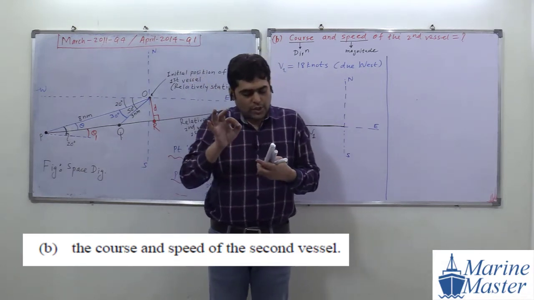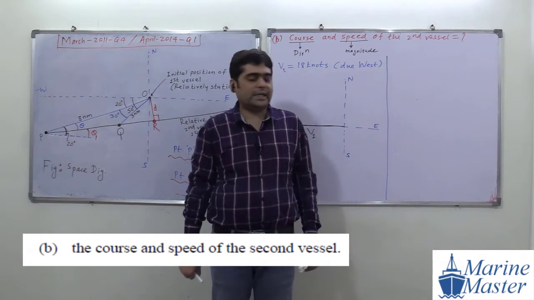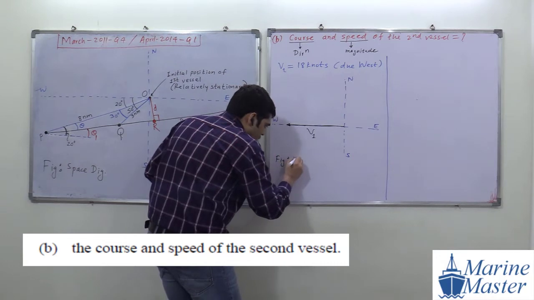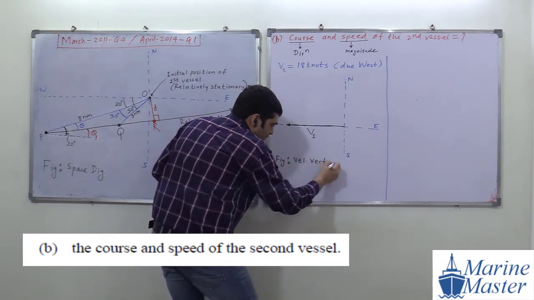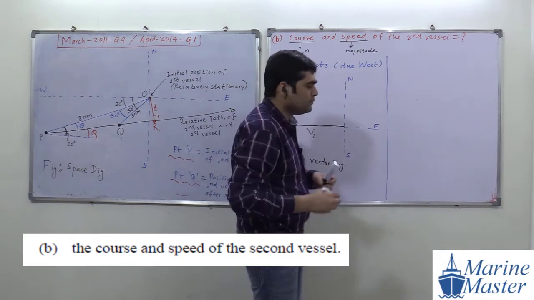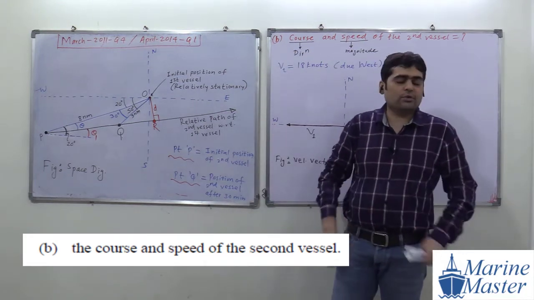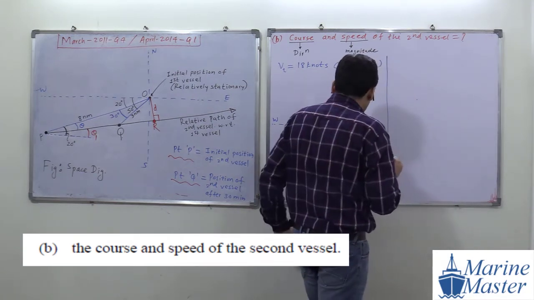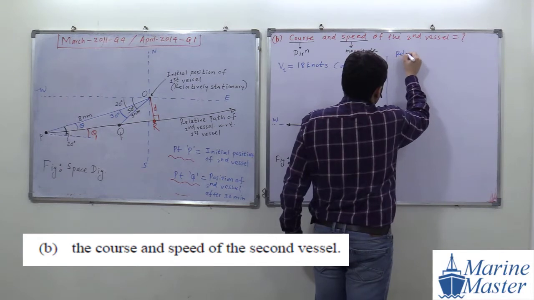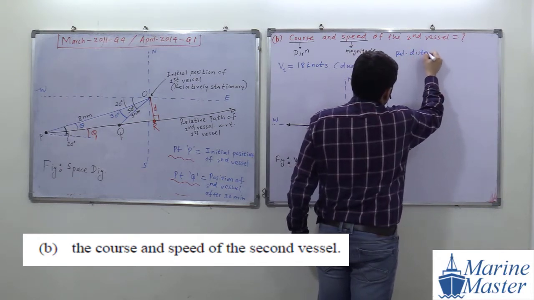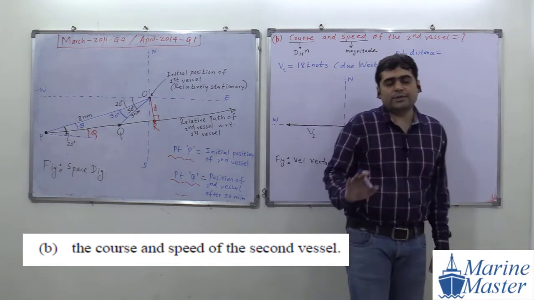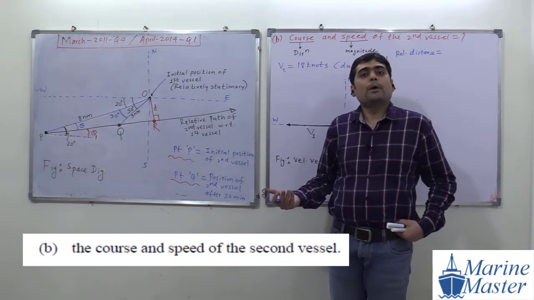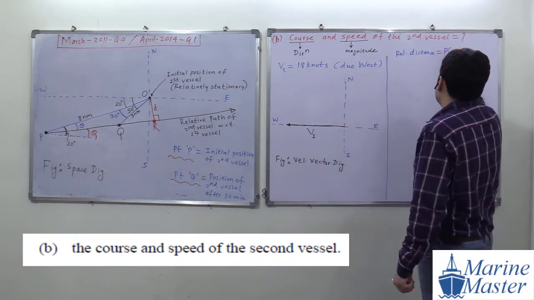Now, what will be the value of relative velocity here? Relative distance over time. So what will be the relative distance here? Whatever distance we have known on the relative path, PQ, we can consider as our relative distance.